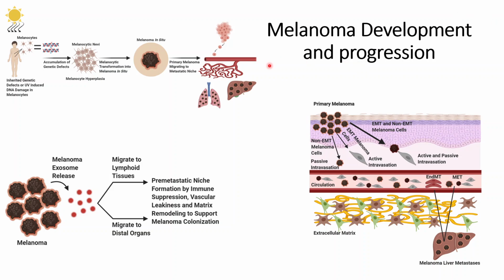In this video, we will discuss another skin cancer disease, that is melanoma. We will cover how melanoma development occurs and how it progresses or metastasizes to different parts of the body. So in the top left figure, it is the general overview of how these melanocytes occur.